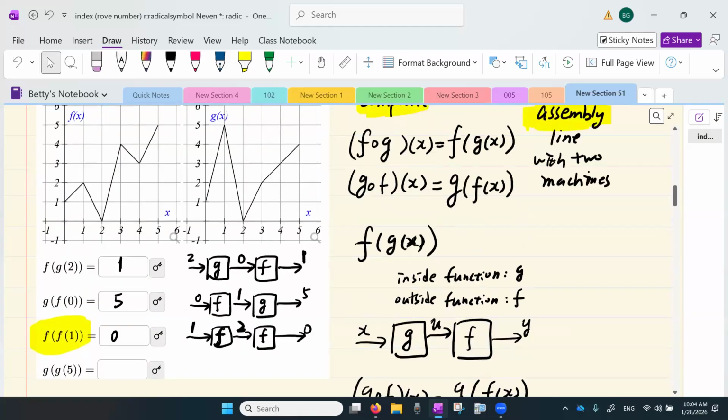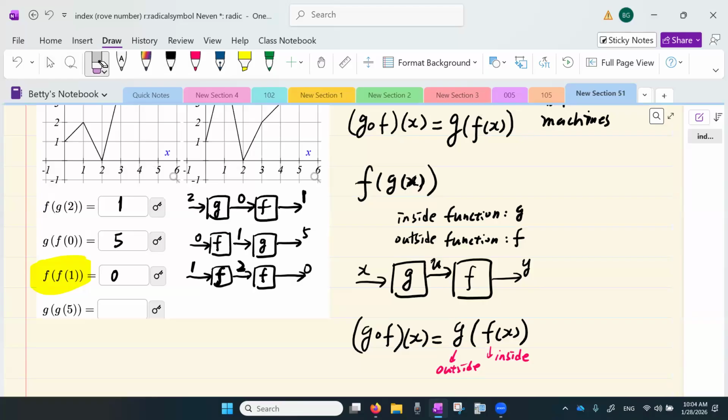All right, last one. Let me erase this yellow, and our focus is the last part. Okay, look at the notation. Notation is also very important, okay? G of G of 5. No F. How do we draw the line for this one? What's the inside function? What's the outside function? What's the input? Both are G. Input is 5.